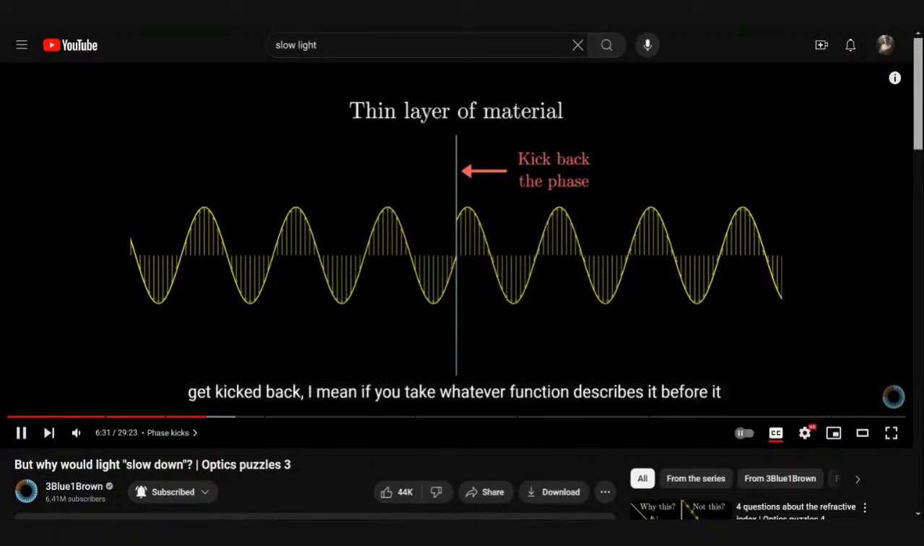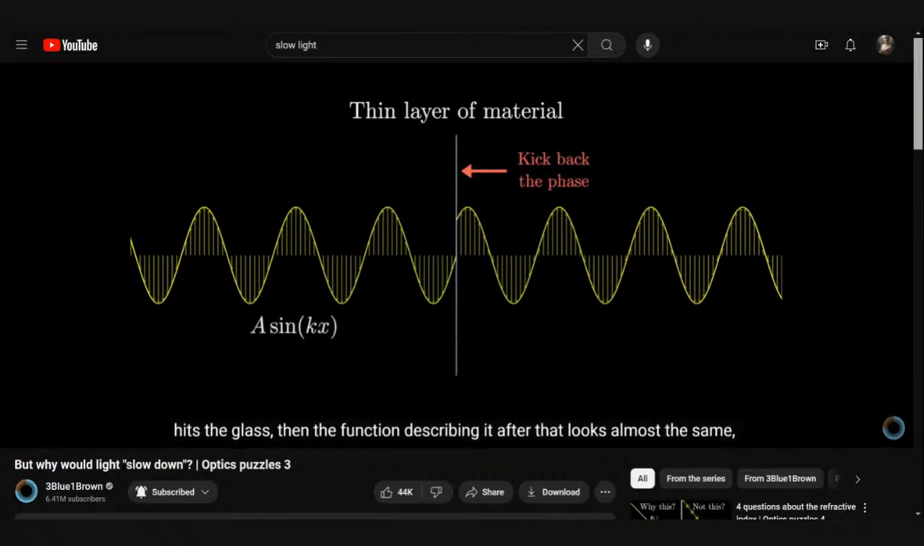causes its phase to get kicked back. I mean, if you take whatever function describes it before it hits the glass, then the function describing it after that looks almost the same, just with a little extra something added to the input of that sine function.